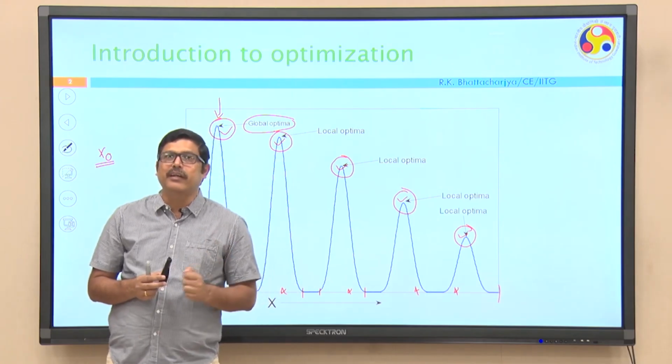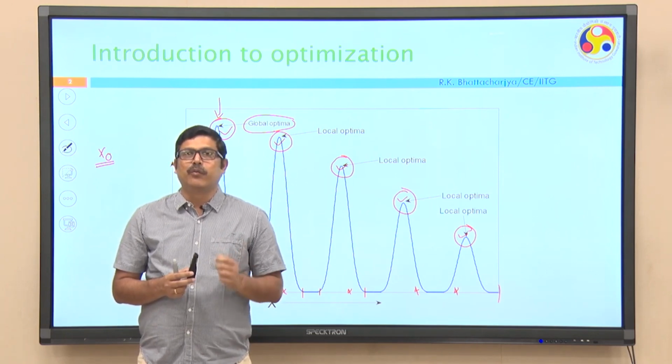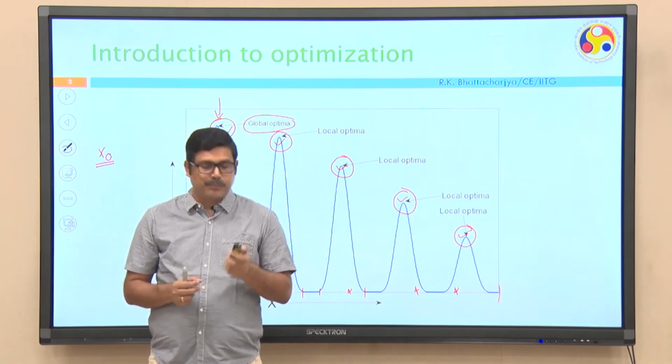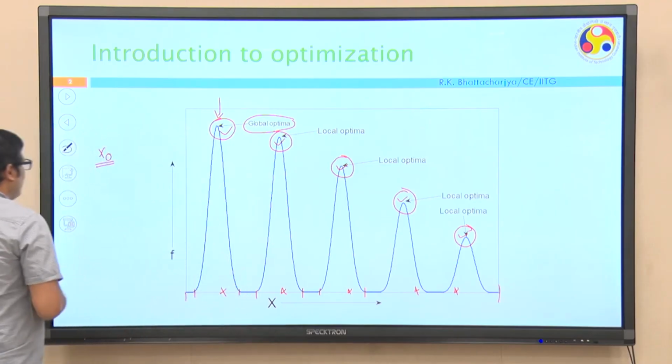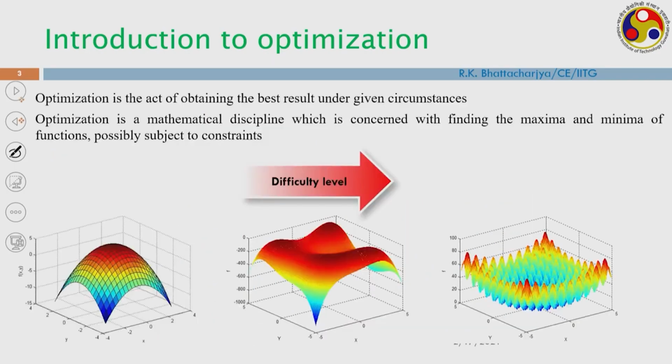Therefore, if you are lucky and have chosen the correct initial solution, you will get the global optimal solution of this problem. So, this problem is not easy to solve using classical method. Now let us see, I have shown 3 functions here. Already I have discussed what optimization problems are. I think you already know that optimization is the act of obtaining the best result under given circumstances, and it is a mathematical discipline concerned with finding the minima or maxima of a function, possibly subject to constraints.